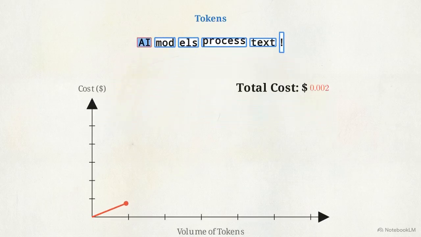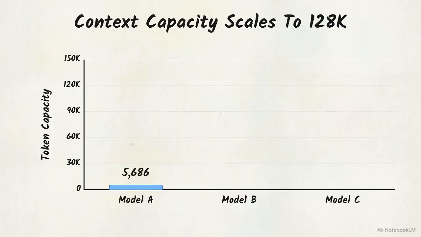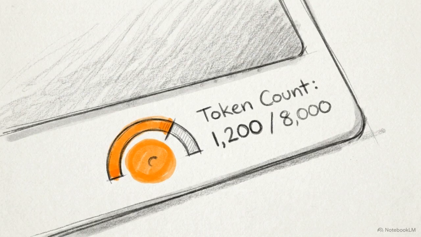This chart shows the direct relationship between those tokens and your computing bill. Every additional word and character you feed into the model directly scales up the monetary cost of the transaction. The total amount of tokens the AI can hold in its memory during a single session is called the context window. Depending on the specific model you select, this limit might be 8,000 tokens, or it could stretch up to 128,000. Check the token counter interface at the bottom of your screen.